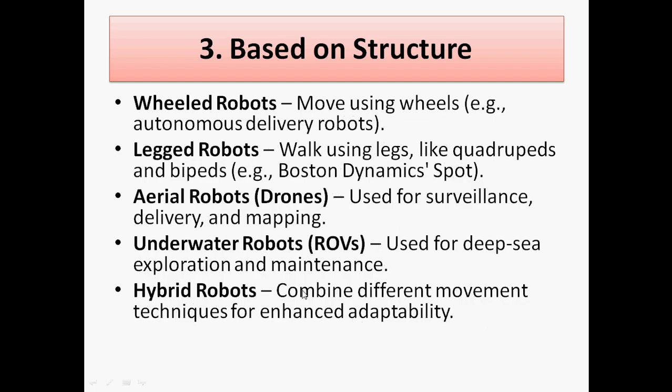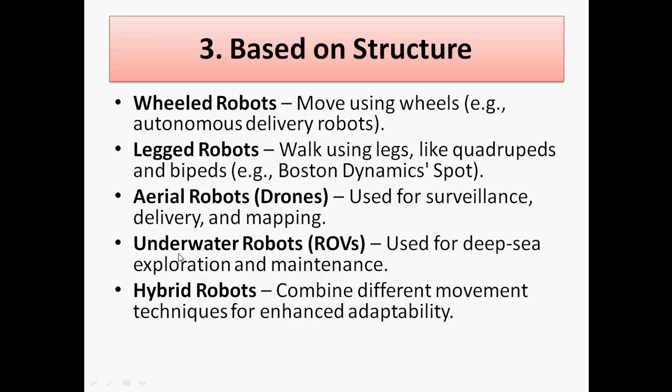Then based on structure, there are wheeled robots, which move using wheels. A different strategy for moving vehicles is autonomous delivery robots. Then legged robots, which use legs for walking. We are developing quadrupeds or bipeds, with two, four, or six legs. Boston Dynamics' Spot is an example of a company that developed legged robots. Now aerial robots are present in the air and used for surveillance, delivery, and mapping. Different drones come under aerial robots.